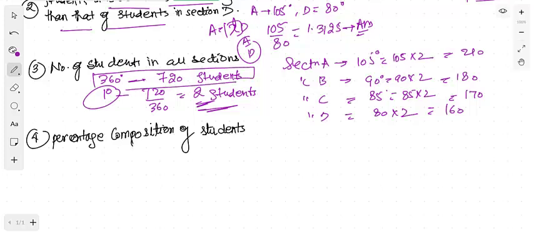Okay, now the last one is you have to find the percentage composition of students. How to find percentage composition of students? Now you have to convert degree into percentage.